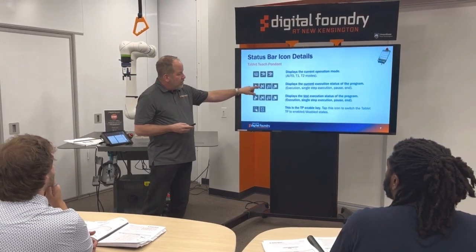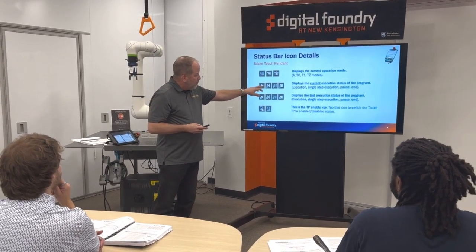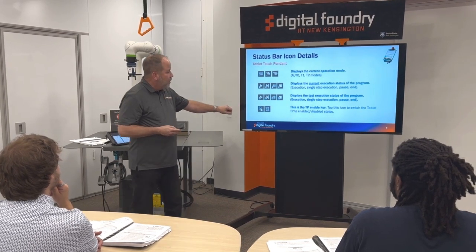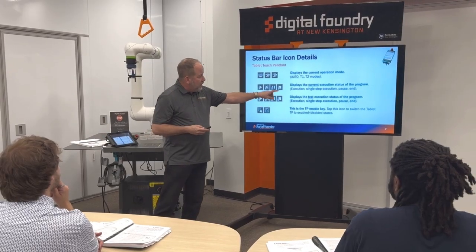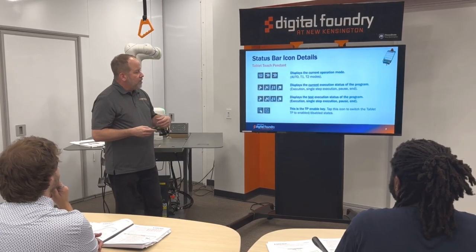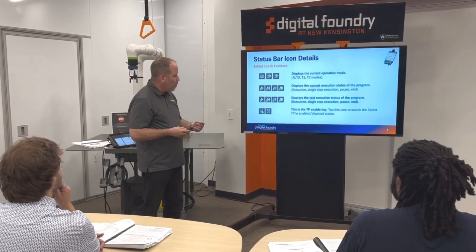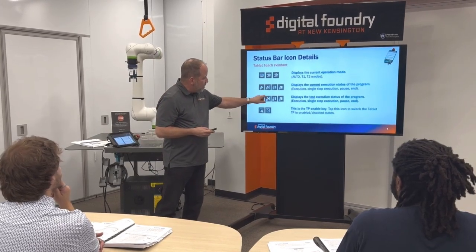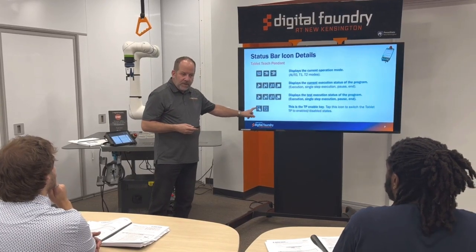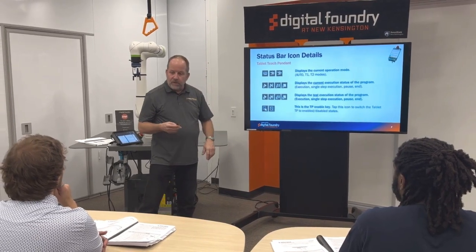Then you can display the current execution status of the program, such as run, stop, and pause, and so on. This also displays the test execution status of the program. So that goes into execution, single step execution, pause, and end. The single step is this one, it goes one step at a time. And as we talked about, the teach pendant enable is this button. If you've got a slash through it, it's not enabled. When you press it with your finger, you will be enabled.